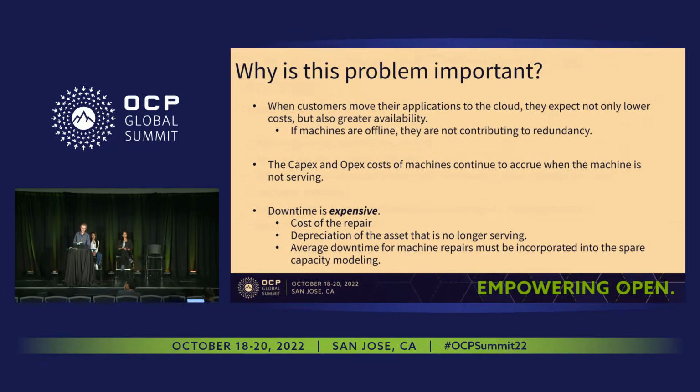So why is the problem important? When customers come and move their applications to the cloud, they're expecting not only lower cost, they're also expecting greater availability. And when machines are offline, they're not contributing to redundancy. The CapEx and operational cost of machines continues to accrue when that machine's not serving. And most of all, downtime is expensive. You've got the cost of the repair. You've got the continuing depreciation of the asset that's not serving. And we also need to look at the average downtime for different machine types and incorporate that into our spare capacity modeling. If machines are down frequently, or machines are down infrequently but still take a long time to repair, we need to have more spare capacity.